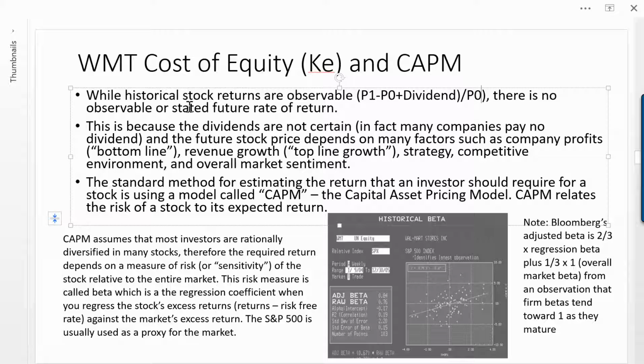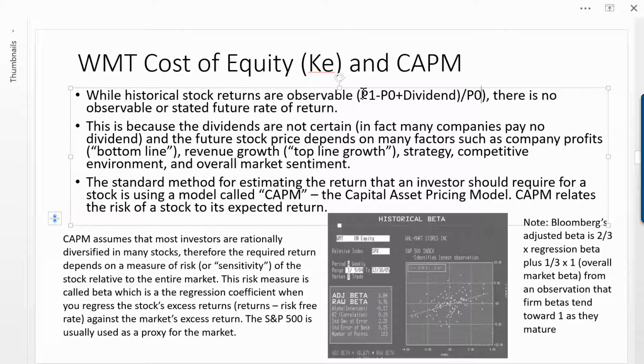The problem is, if I'm looking at the weighted average cost of capital and the cost of equity for Walmart to evaluate future projects, I need future cost of equity. And it's very hard to estimate this in the future. That's because dividends are uncertain. These are not contractual rates. Firms just declare dividends. In fact, many firms don't even pay dividends. Secondly, it's almost impossible to estimate what the future stock price is going to be.